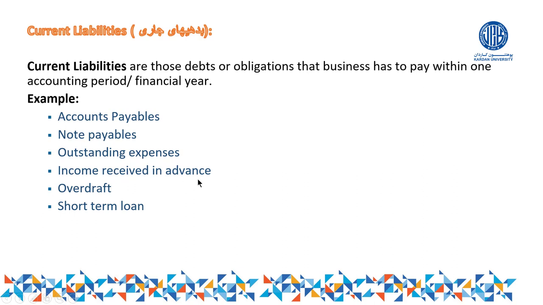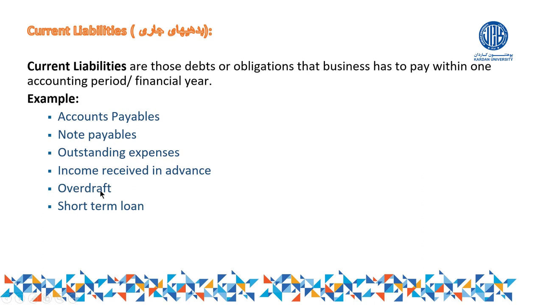This can be called income received in advance. Overdraft, for example. You have 10,000 in your bank account, but you issue a check to the bank to please give Mr. Ahmed an amount of 50,000, right? You have, for example, 20,000 and you issue a check for 50,000. So the banker may accept your check, but it is only for some exceptional customers, not for everyone. The banker accepts your check and pays 50,000. So 20,000 is used from your own money and 30,000 is paid from the bank. So there is a negative balance in your bank account.